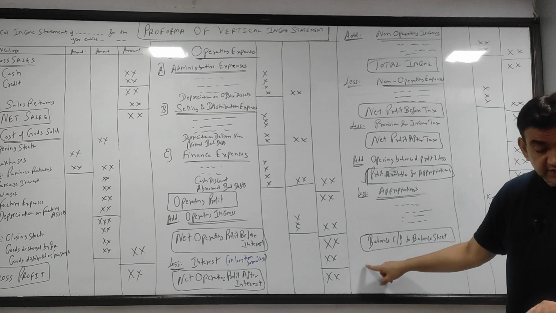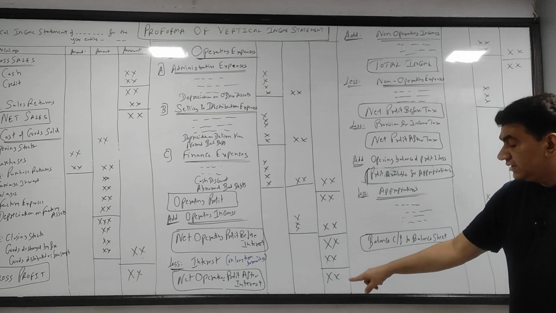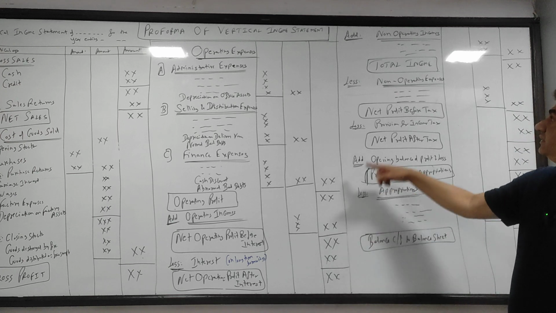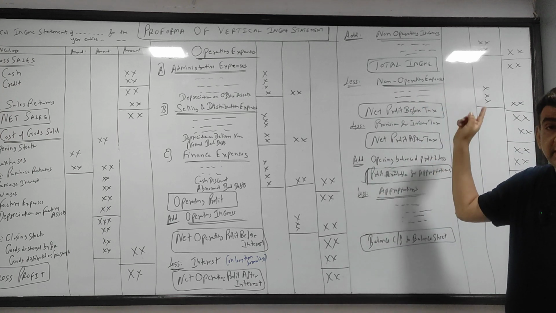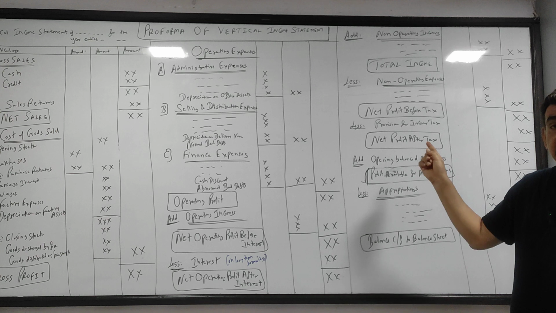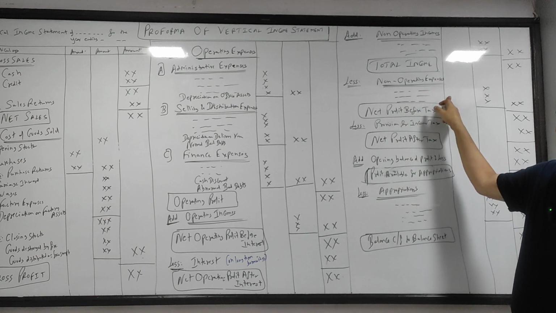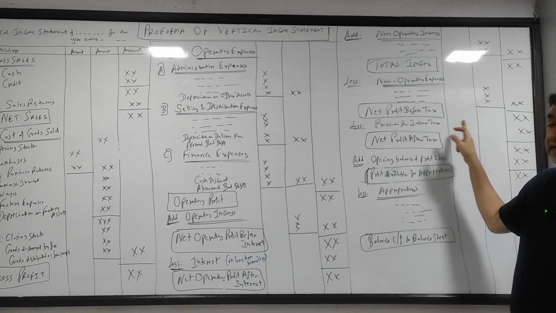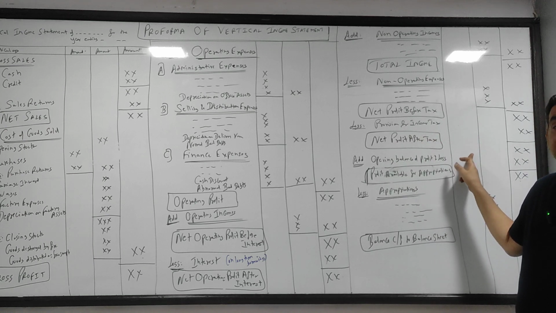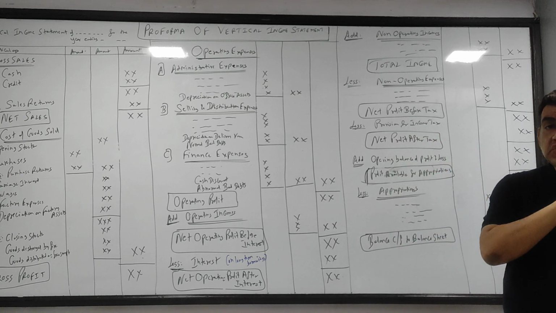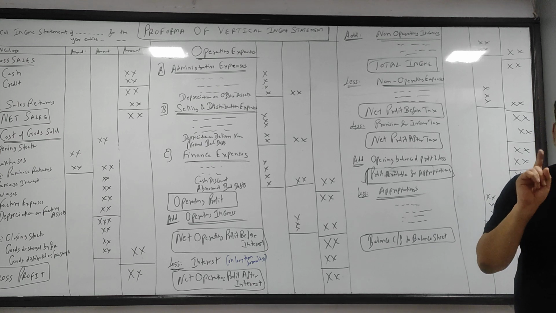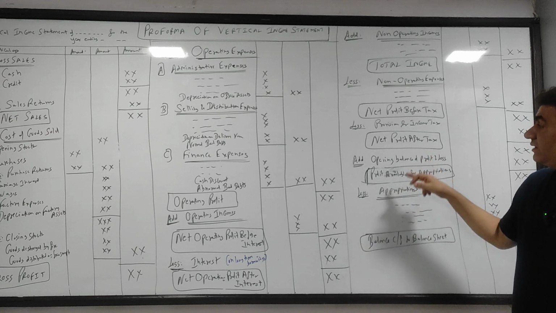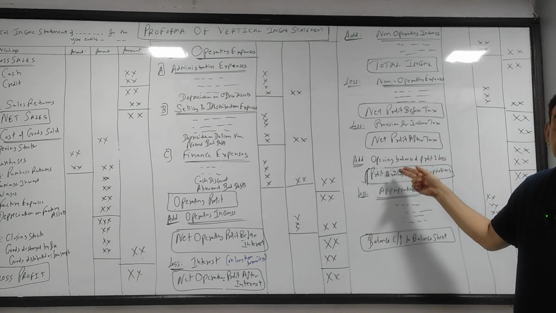From that, deduct interest, which is only on long-term loans. Take the difference, that is my net operating profit after interest. To that, add non-operating income, that gives you total income. Deduct non-operating expense, that is net profit before tax. From this, deduct income tax, net profit after tax. If there are no appropriations, the sum ends here. And if there are appropriations, you will continue further.